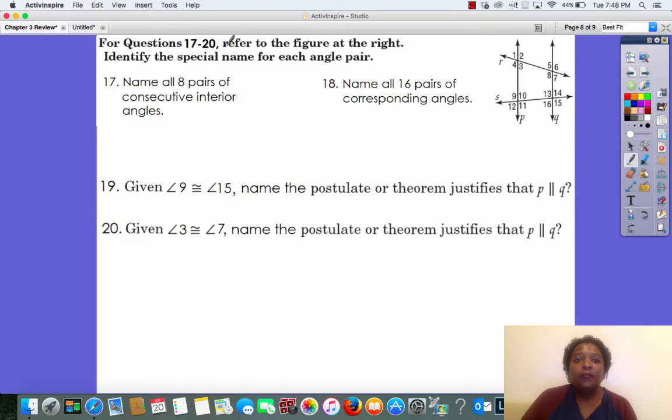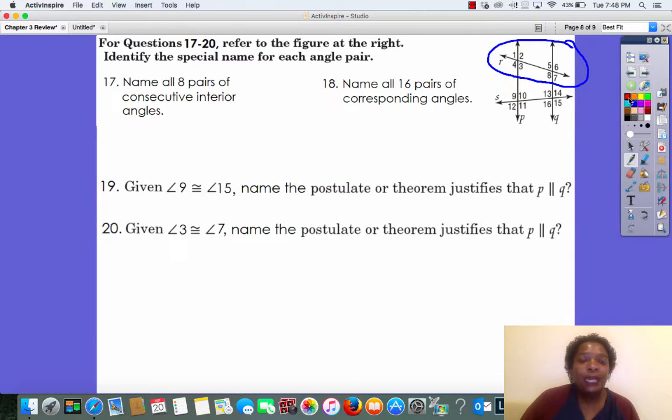For 17 through 20, we're going to use this figure. Now this looks like it's going to be a hot mess. What we're going to do is break it up into bite-sized pieces. In number 17, they want to know all 8 pairs of consecutive interior angles. So what I'm going to do is work left to right first. So I'm just going to focus on this section. Ignore everything else at the bottom.